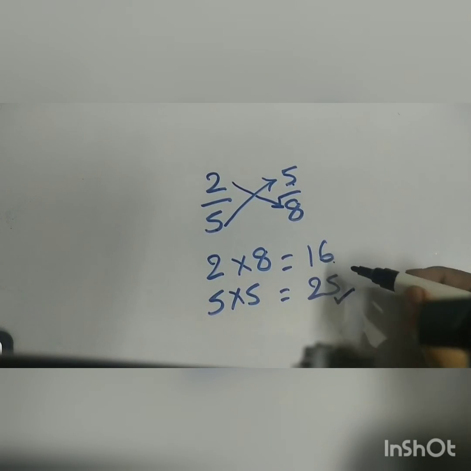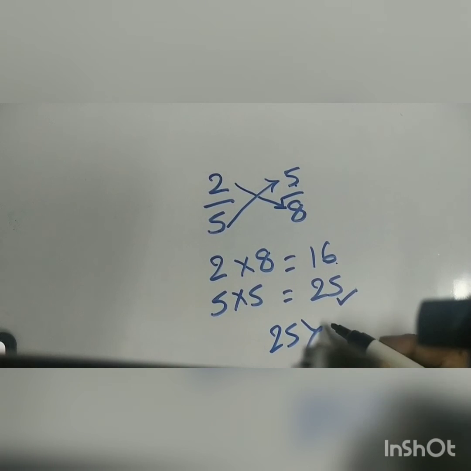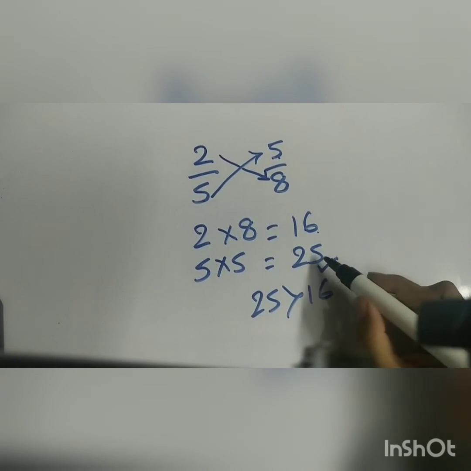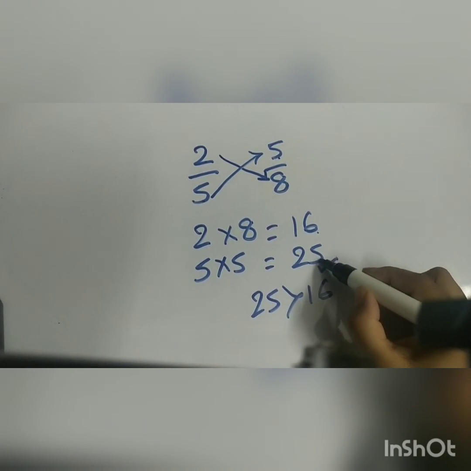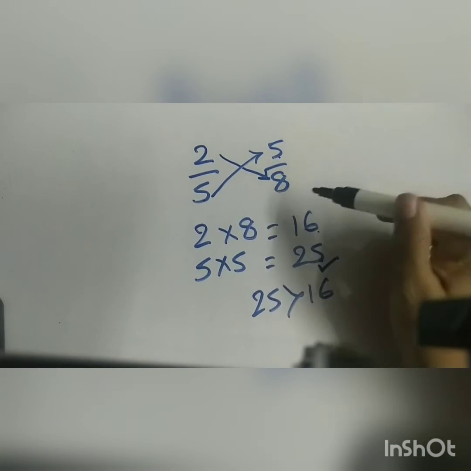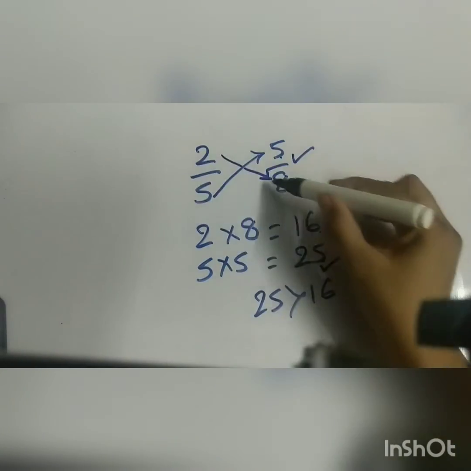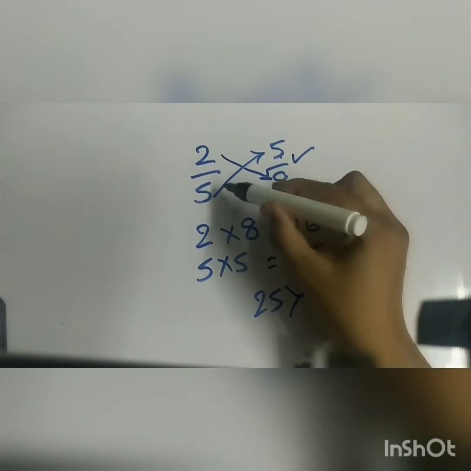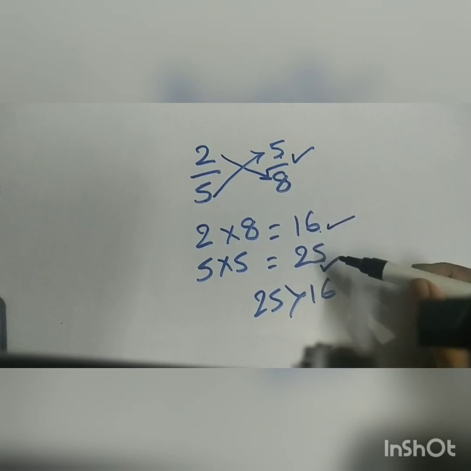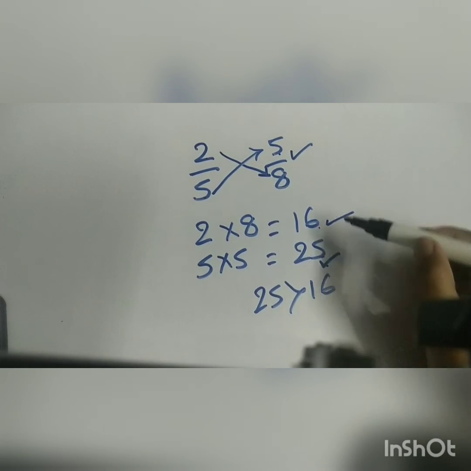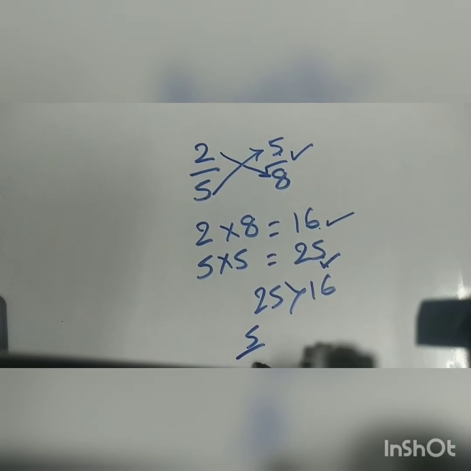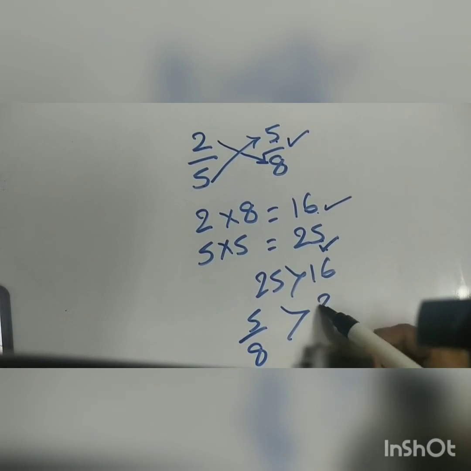So how do you represent that 25 is greater than 16? Since 25 is on the second side, we put the arrow mark toward the second one, and we can say that the second one is the greater one. The first one represents the first fraction, the second one represents the second fraction. Since the second is greater, we can say that 5 by 8 is greater than 2 by 5.